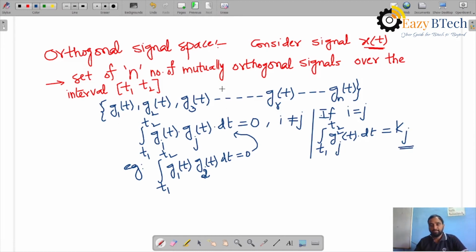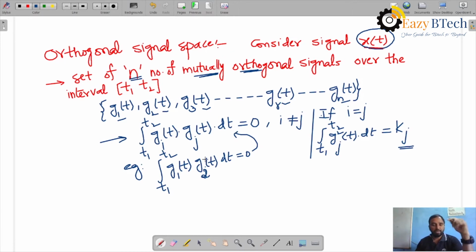We have taken x of t, an arbitrary signal, and we are taking n number of mutually orthogonal functions. First I wrote n number of functions, then mutually orthogonal means this is the condition: the integration of gi of t into gj of t dt will become 0.